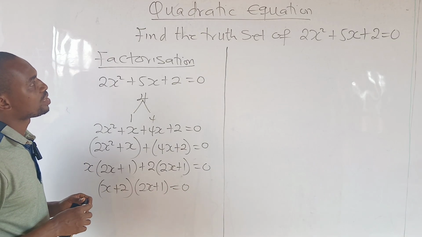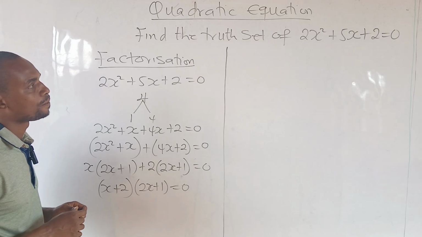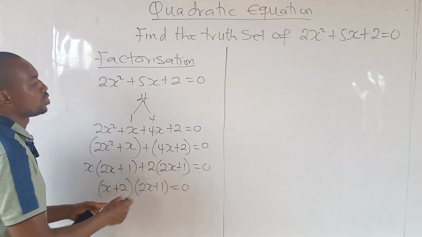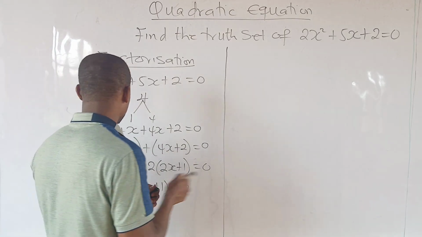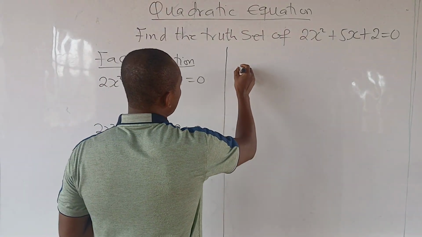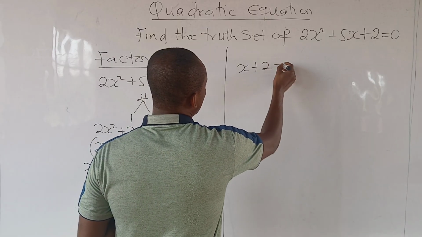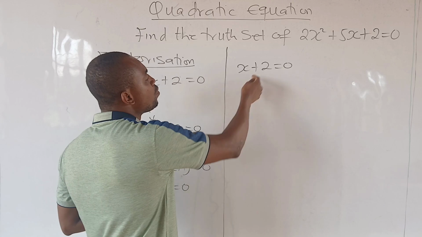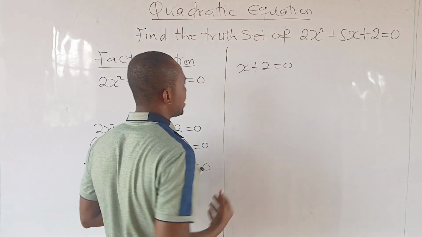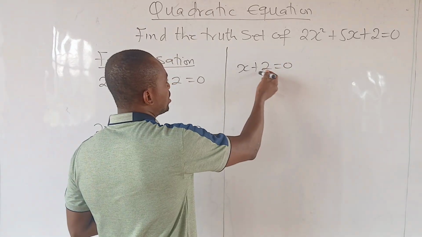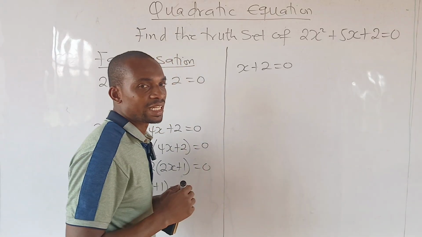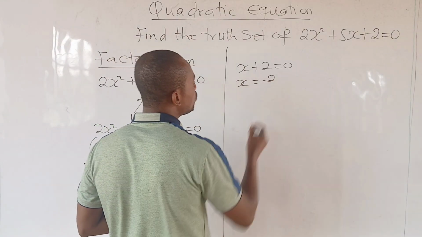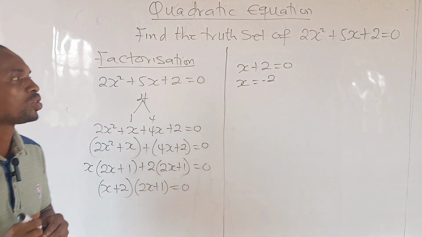So the question is that you find the two solutions. You equate this one to 0, and you equate this one to 0. So let's continue it here. So here you're going to get x plus 2 equal to 0, of which we have to move the 2 from here to the right hand side. Here it is positive. When it crosses the equal sign, it becomes negative. So you are going to get x will be equal to negative 2.